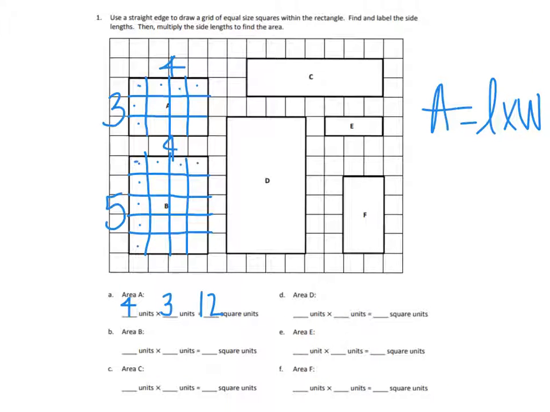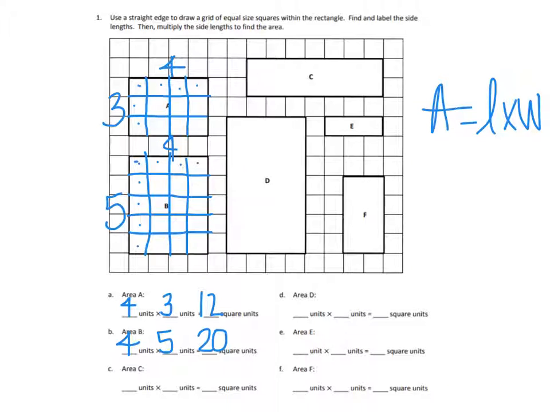Now go ahead and determine the area with the length of 4 and the width of 5. Pause the video while you work and replay when you are ready or if you get stuck. So the length is going to be 4 and the width is 5. So 4 times 5 is equal to 20 square units.